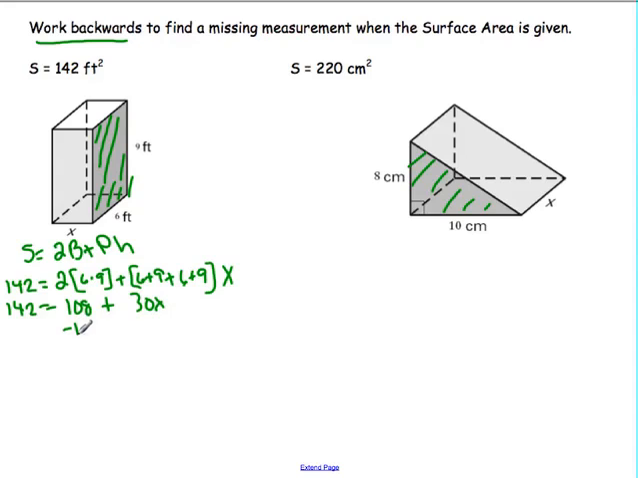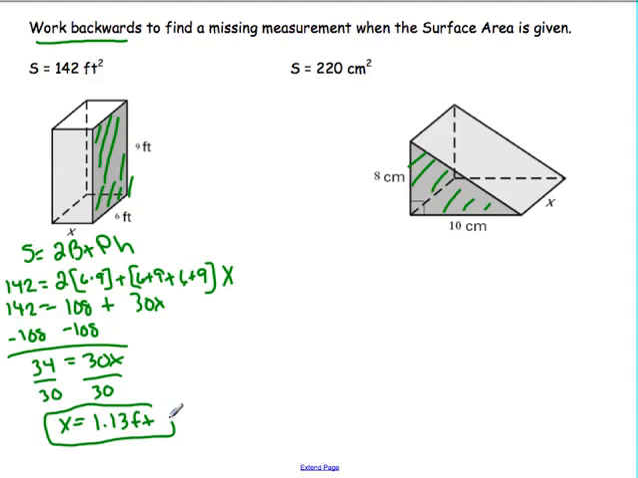I'll subtract 108 from both sides. I'll have 34 equals 30x. Divide both sides by 30. And our height, it's not much. It's approximately 1.13 feet. 1.13 feet when you put that in your calculator.